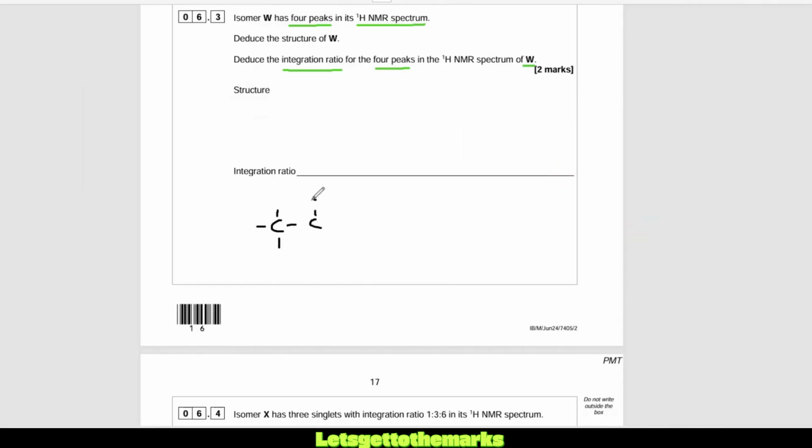Let's go. Okay, so if we look at the previous question, we did isomer V. We know this is just an isomer of isomer V, so I can't put the methyl group there on the first carbon. I could try butanoic acid. That's not going to work, we need 4. What does it tell us here? It's got 4 different peaks. So I need 4 different hydrogen environments. And we've got to write down the integration ratio and the structure.